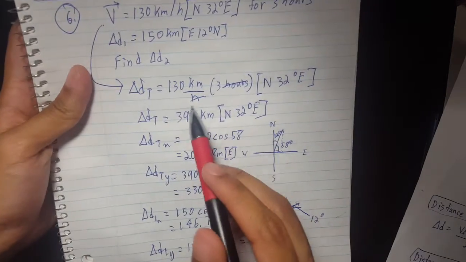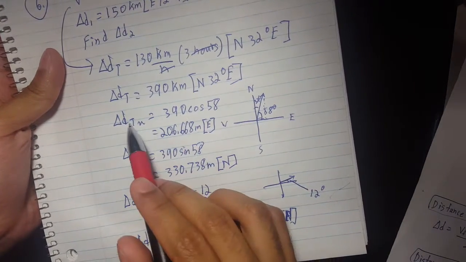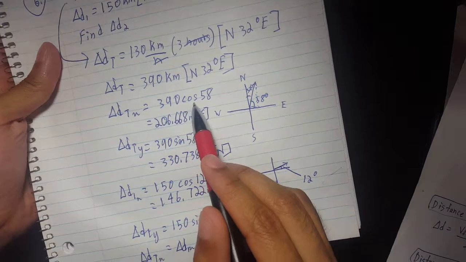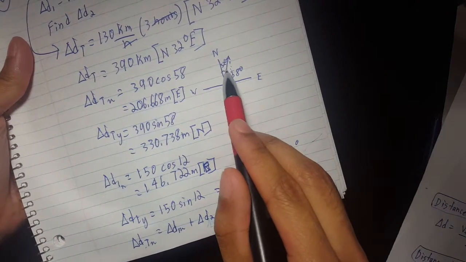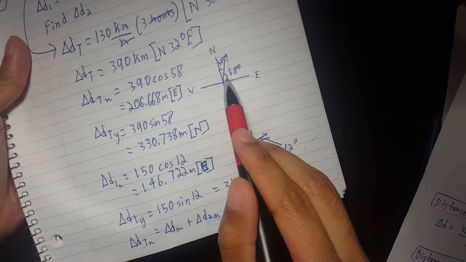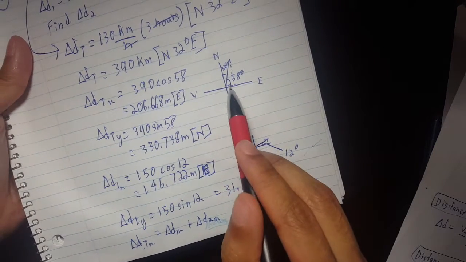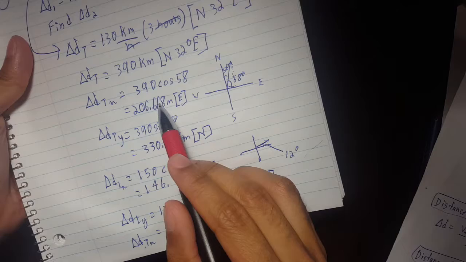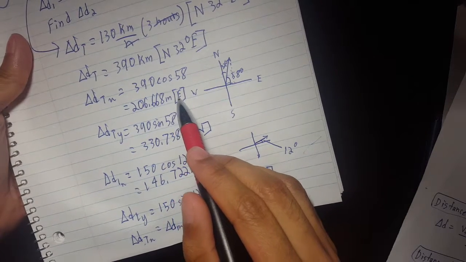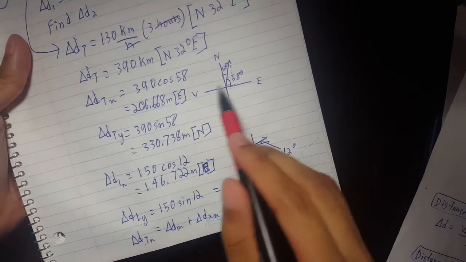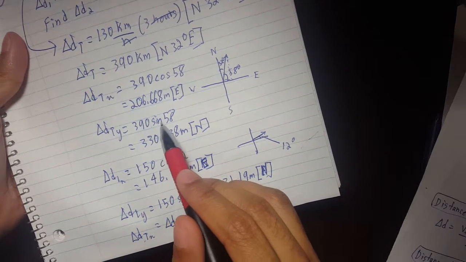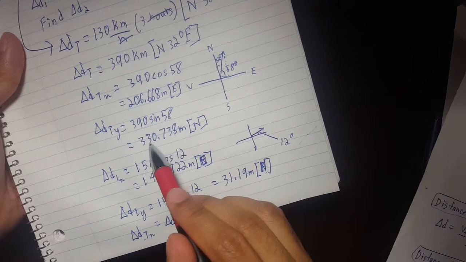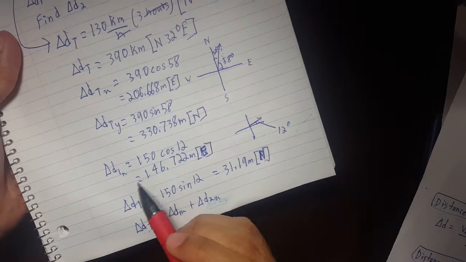So I've already gone ahead and converted the total displacement. I've done 390 cos 58 because this is 58 degrees. This would be 32 degrees. Subtract that from 90 and you get 58 degrees here. 390 cos 58, 206.668 kilometers east. That's the total displacement in the x direction. And in the y direction, it would be 390 times sine 58, and that would give you this value.